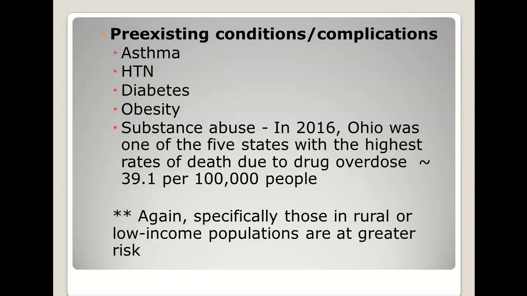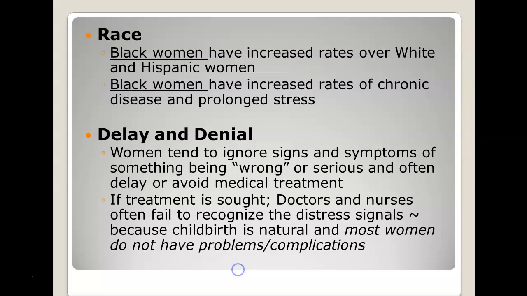Others can be pre-existing conditions or complications that, if they had this before they were pregnant, it only intensifies these diseases with the stress of the pregnancy. That would be asthma, hypertension, diabetes, obesity, and substance abuse. So in 2016, Ohio was one of the 5 states with the highest rates of death due to drug overdose, 39.1 per 100,000 people. And again, specifically targeting those in rural, low-income populations who are at greater risk.